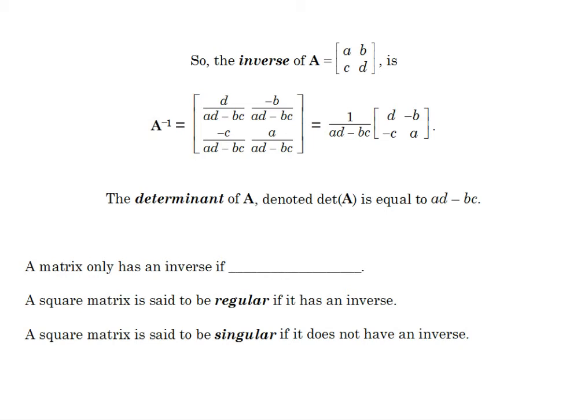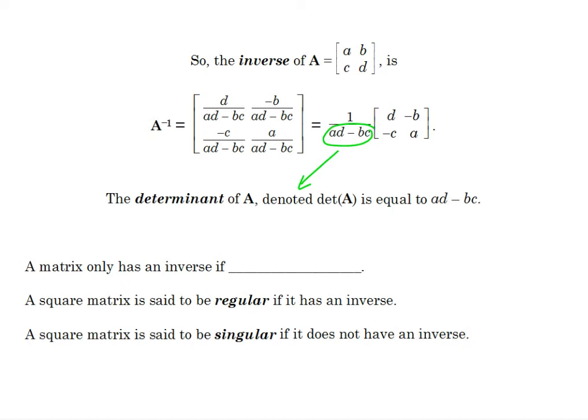So this number here, AD minus BC, we refer to as the determinant. We denote that with just det of A or B or whatever our matrix is called. The determinant is just the AD minus BC. Students commonly mistake the determinant as being 1 over AD minus BC. So the determinant is just the AD minus BC. To find the inverse, we do 1 over the determinant and then multiply by the matrix.